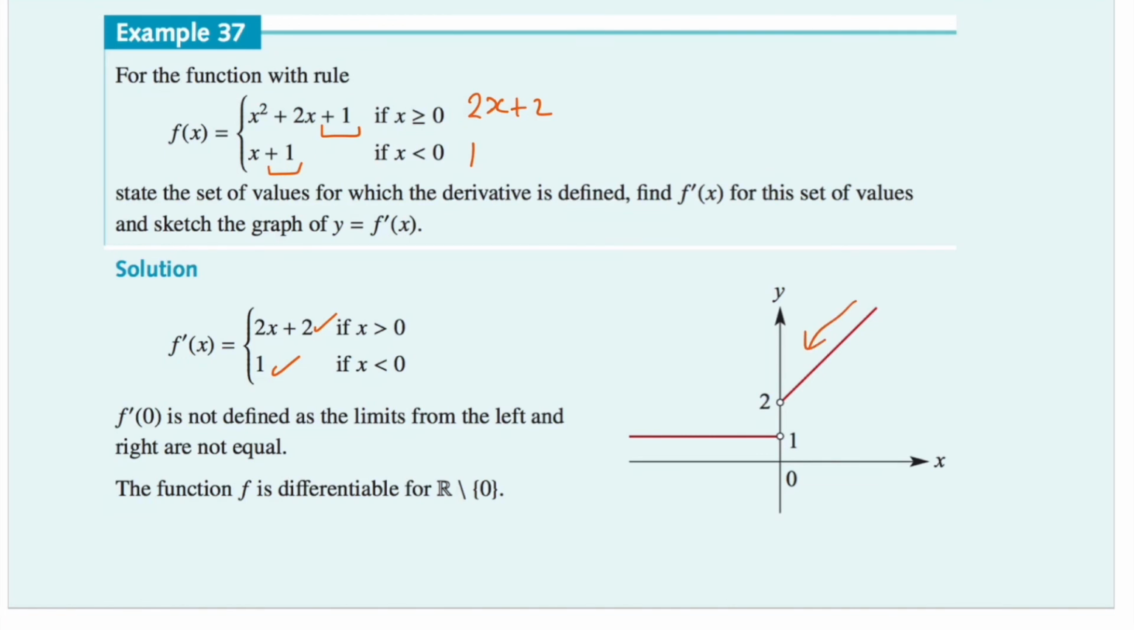If we approach 0 from the right-hand side, the value approaches 2, whereas if we approach from the left-hand side, the value approaches 1. Since the two values are not equal, we conclude that the derivative function as x approaches 0 is not defined, as the limits from the left and right are not equal. Therefore, the function is differentiable for any real values except 0.